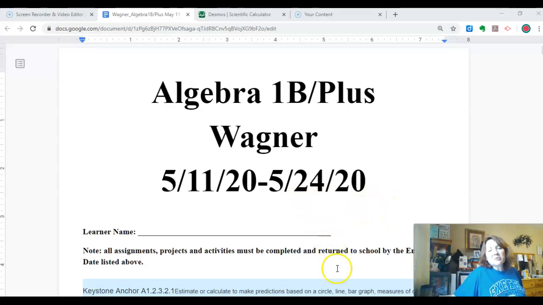We're going to do the Algebra 1B Plus lessons from 511 to 524. So this packet that I'm looking at right now. I just want to say hello to all my students. Hope you guys are doing great.